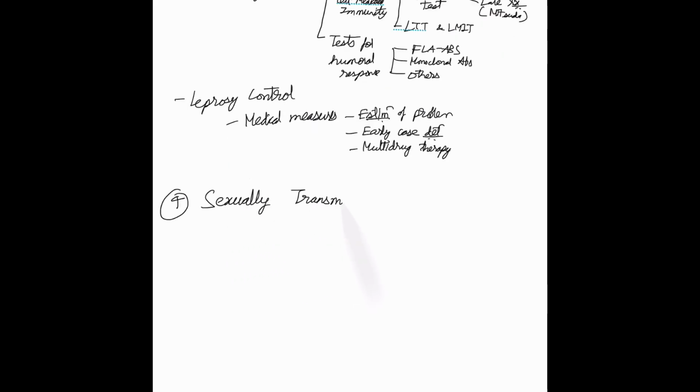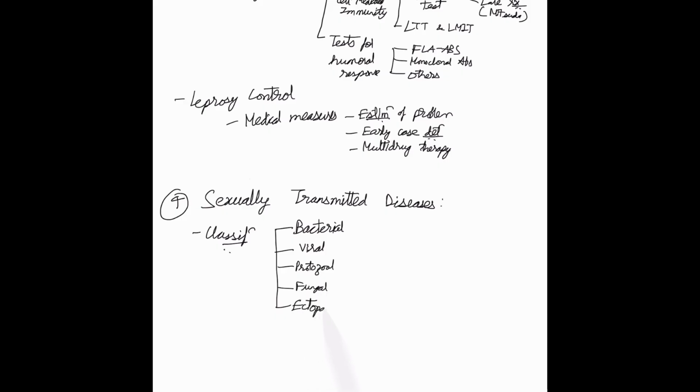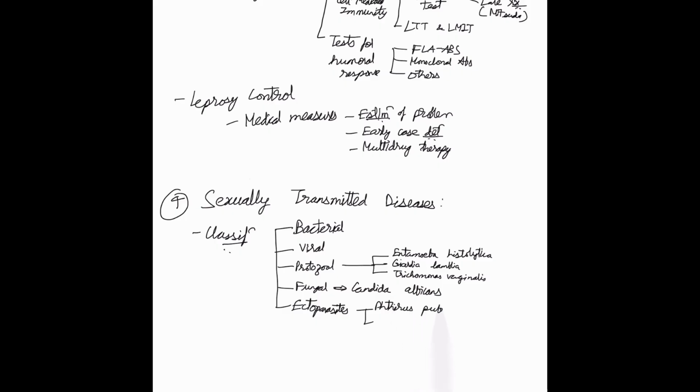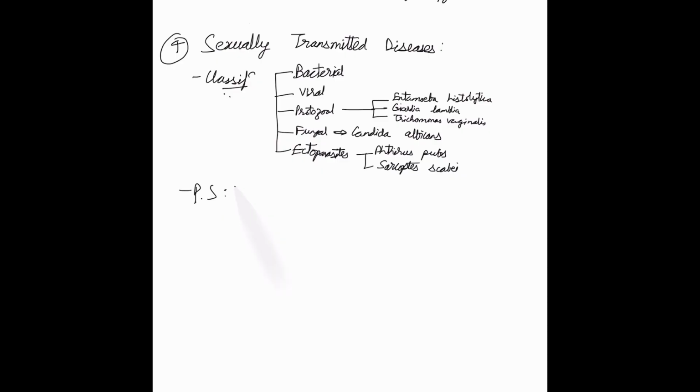Now we start with sexually transmitted diseases or infections, STDs or STIs. So we should know the classification. It can be based on their pathogens. They may be classified as bacterial, viral, protozoal, fungal, or by ectoparasites. Fungal, the most common is Candida albicans. Protozoal, the top three are Entamoeba histolytica, Giardia lamblia, and Trichomonas vaginalis. Ectoparasites, the most common ones are Phthirus pubis and Sarcoptes scabiei.